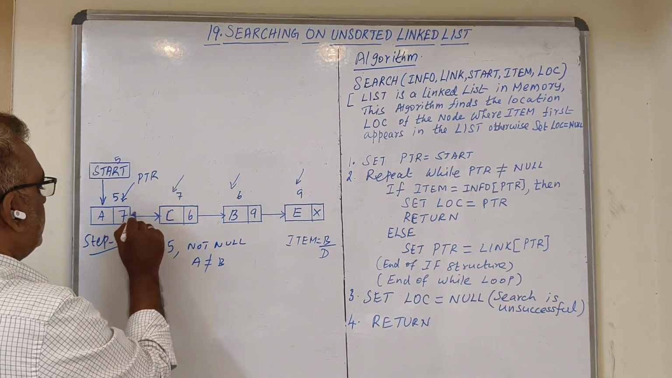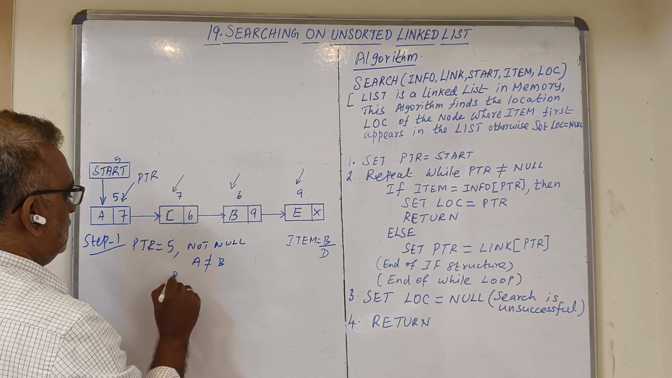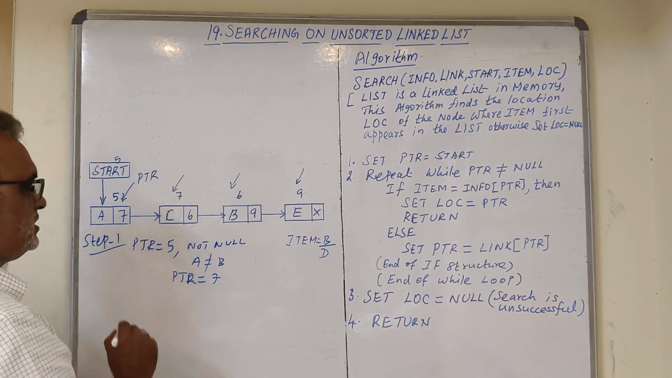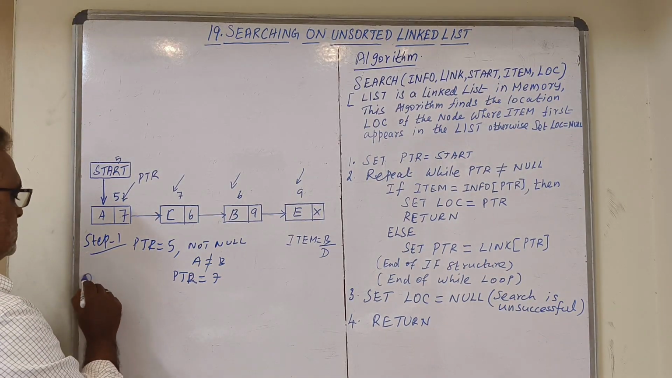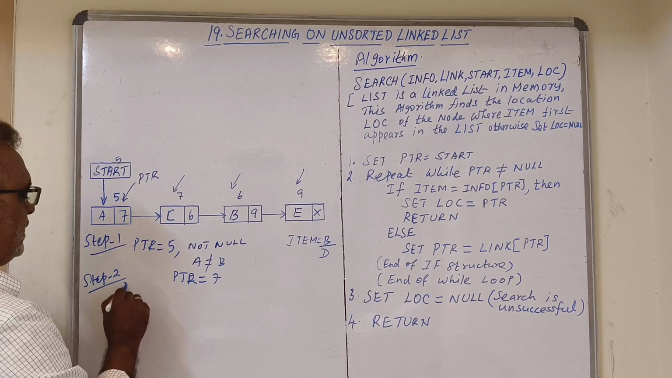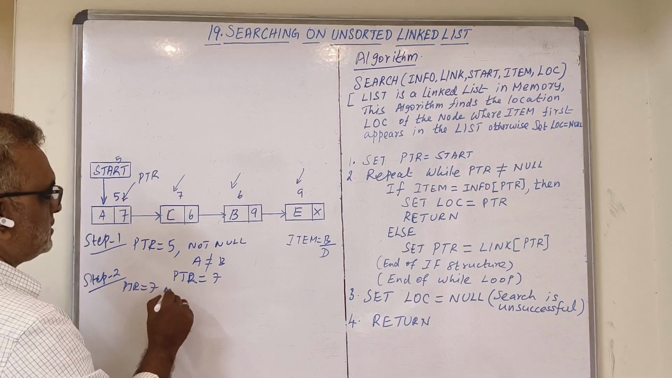So what is the link part of PTR? The link part of PTR is 7. So we are storing the value 7 here. So go to step 2. Now the PTR value is 7. It is not null.